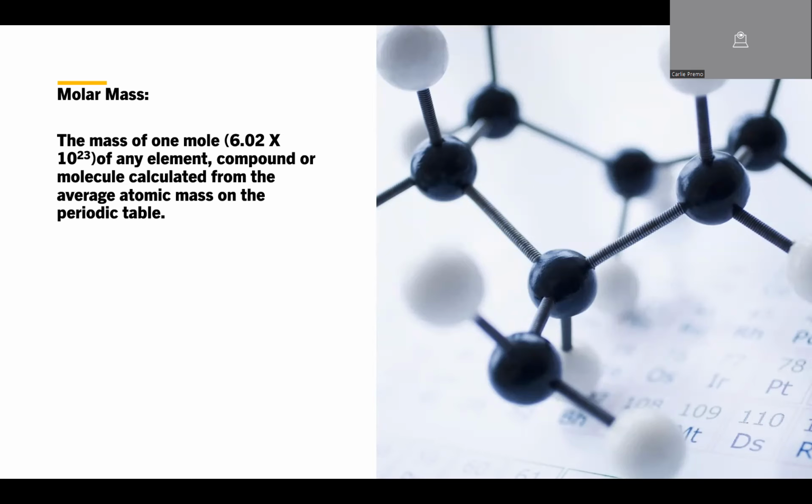So the mass of 1 mole, 6.02 times 10 to the 23rd of any element, compound, or molecule, is going to be calculated from the average mass on the periodic table. So whenever we're looking that up, it represents the mass of that many particles of that element. Just for simplicity's sake, because obviously that's a very large number, we are going to represent that as grams.